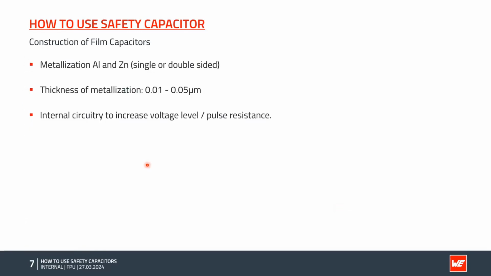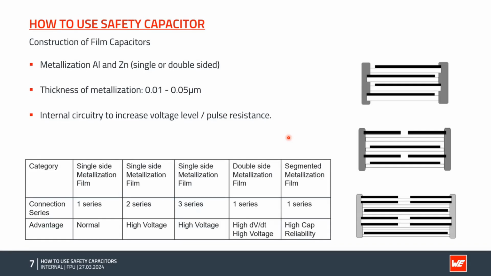Then we use an aluminum zinc metallization for the AC capacitors. When you have pure DC capacitors, you use a different metallization. You can do it single or double-sided. The thickness of the metallization is around 550 nanometer, and you do some internal connection if you want to have different performance.